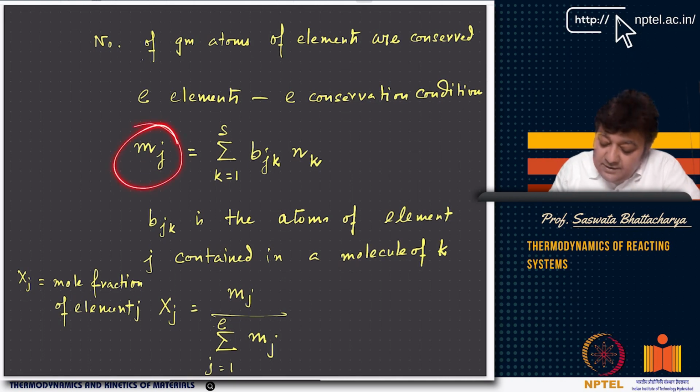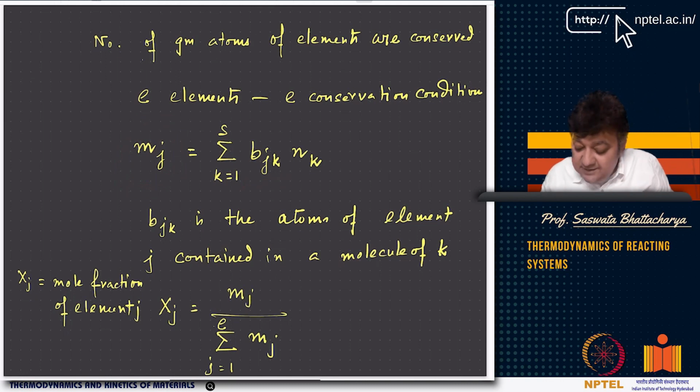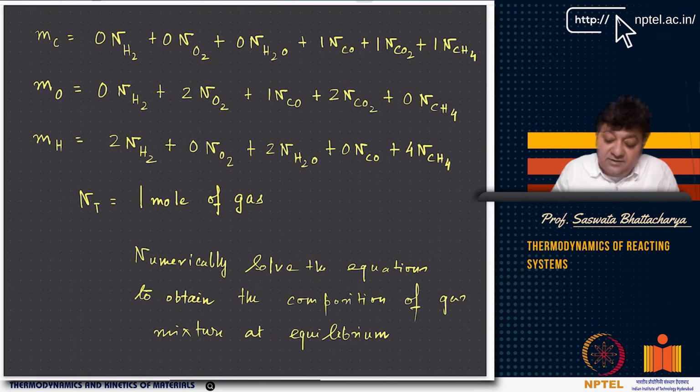So Mj is the gram atoms of element J, and Bjk is the atoms of element J contained in the molecule of K species, into Nk. Nk is the mole number. So Xj, which is the mole fraction of element J, is Mj over the summation of Mj, with J equal to 1 to E, where E is the number of elements, right?